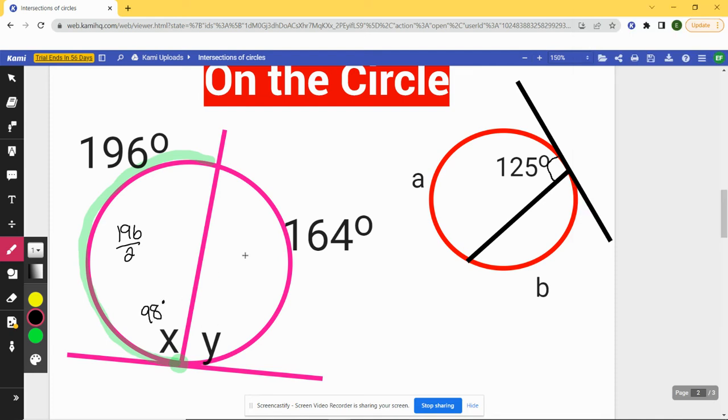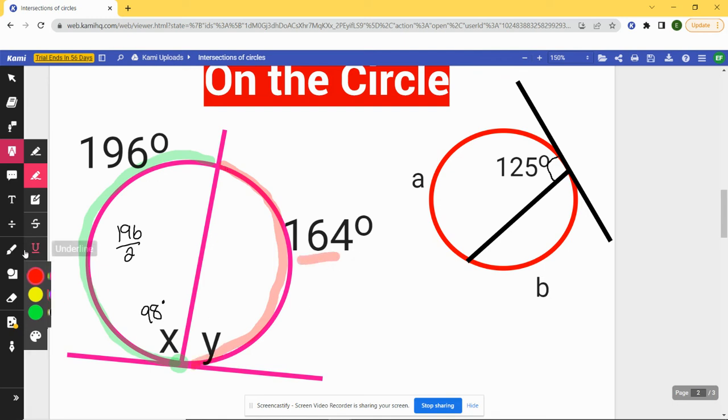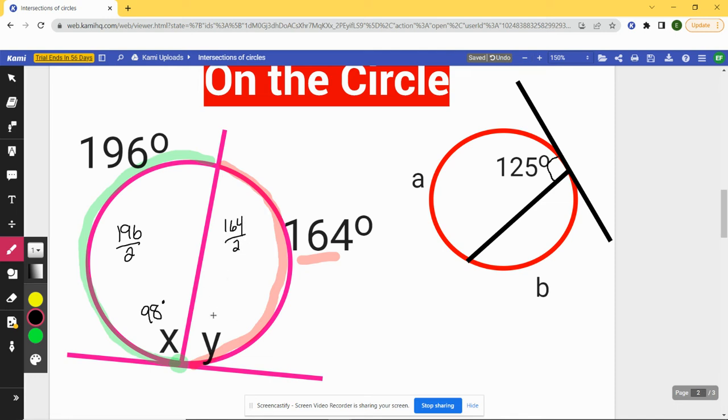If we keep the exact same idea true and we look at the arc on the other side, so let's switch up the colors. Arc on this side is given to us at 164 degrees. So if we look for half of that amount, that one's going to give us 82 degrees. And this makes sense. This is a nice little check for us in this problem, because if we add these two values together, the 98 and the 82, they do sum up to 180 degrees, which is exactly the sum of a line. So that checks out.